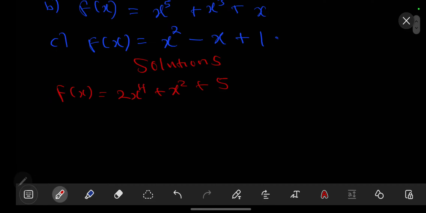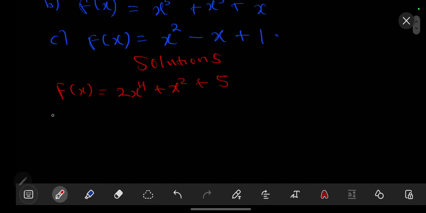So how do we test for odd? For even. So testing for even, we are going to say f of negative x should be equal to f of x. We already know what f of x is equal to. So all we need to do is find now f of negative x. This one is equal to, what are we going to have?